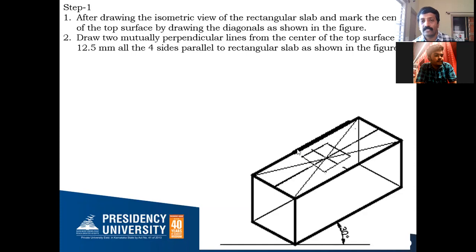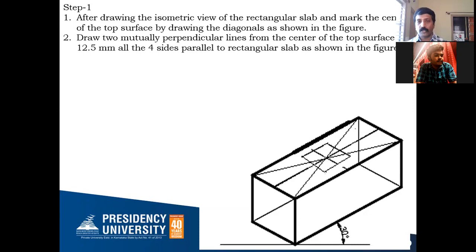So after drawing these lines, whichever the square you are getting inside, this is the base of your cube. So the base of the cube is constructed exactly at the center of the rectangular slab. Once you complete this, the rest of the things are very easy.